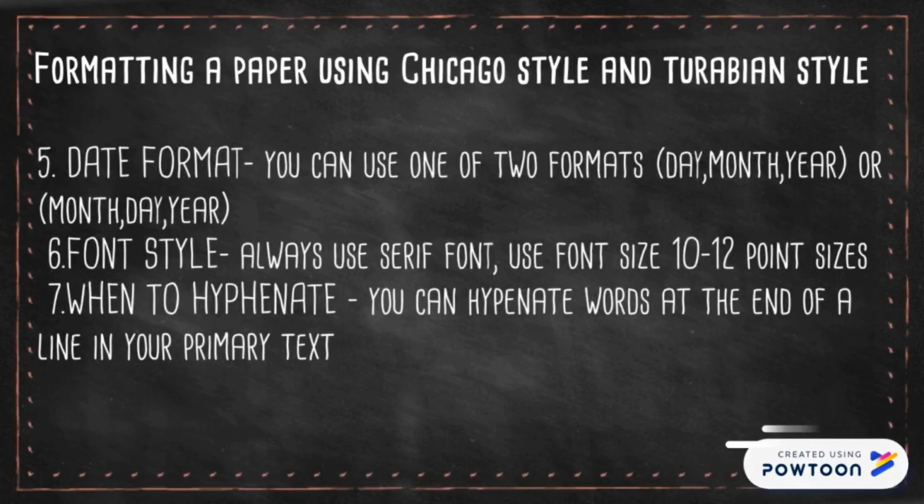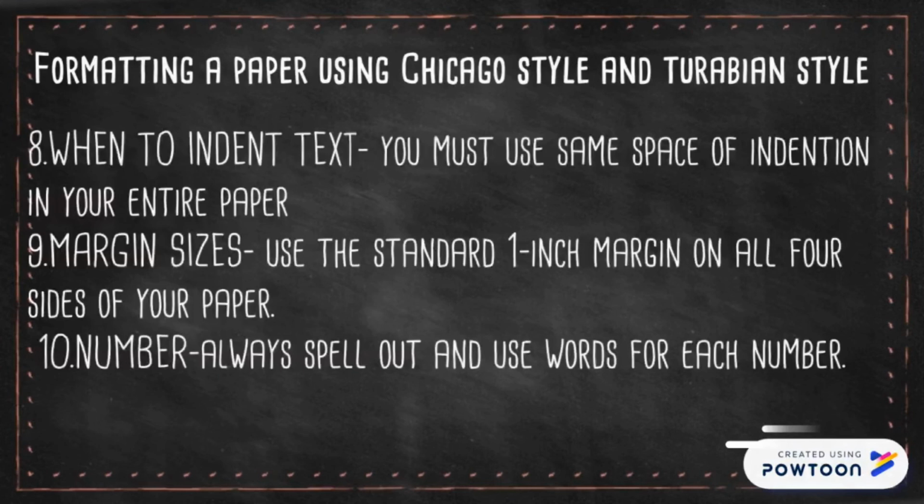Number 6. Font style. Always use a serif font. Use font sizes of 10 to 12 points. Number 7. When to hyphenate. You can hyphenate words at the end of a line in your primary text. Number 8. When to indent text. You must use the same space of indentation in your entire paper. Number 9. Margin sizes. Use the standard 1-inch margin on all 4 sides of your paper. Number 10. Numbers. Always spell out and use words for each number.